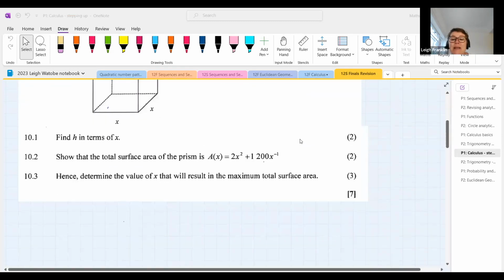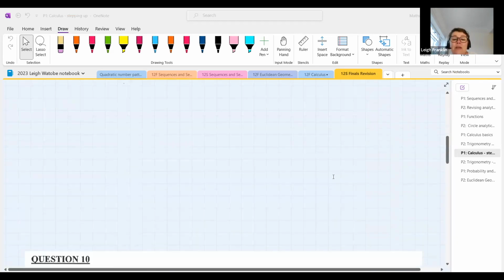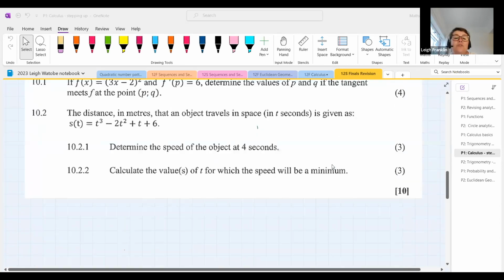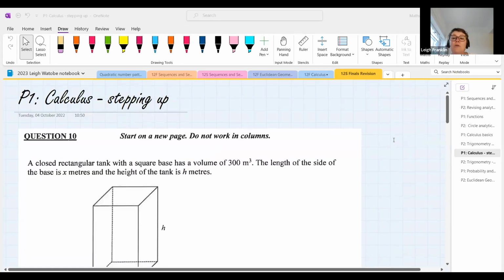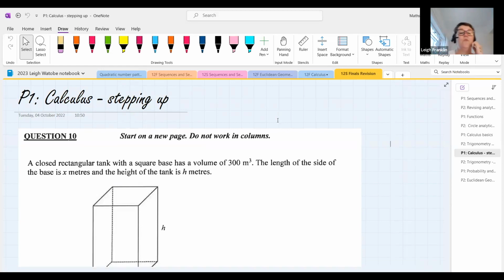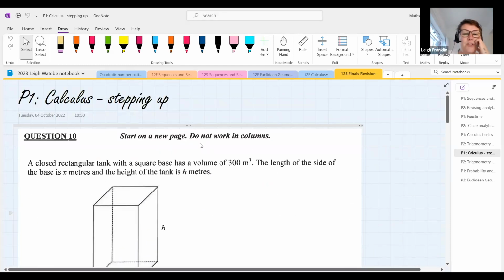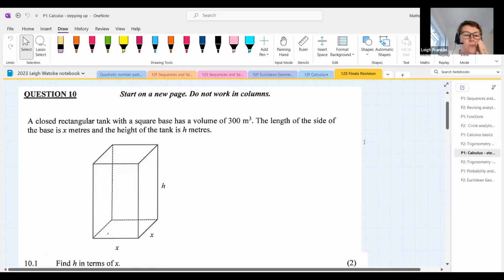Sometimes it's about 10 marks. This particular year it was 7, that year it was 10, this year it was 8. So it's not a huge amount of marks, but if we're wanting to do really well, then obviously we need to be able to answer these sorts of questions. I've chosen some different ones for you, hopefully things that you haven't seen before as well.